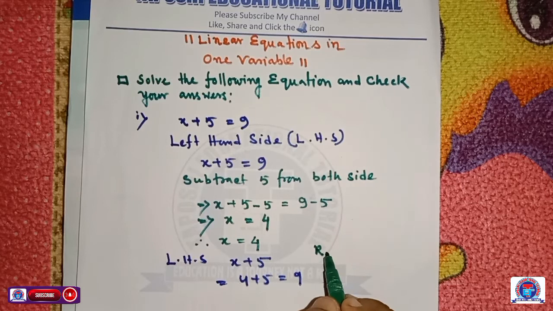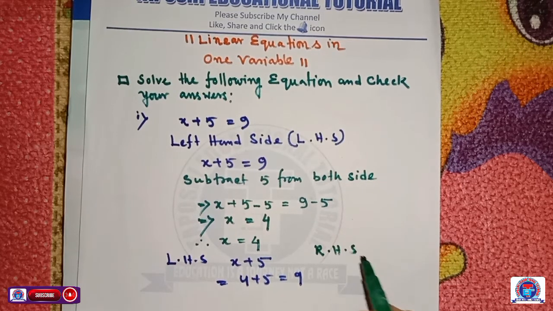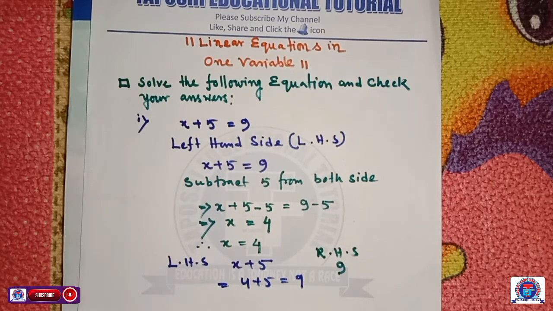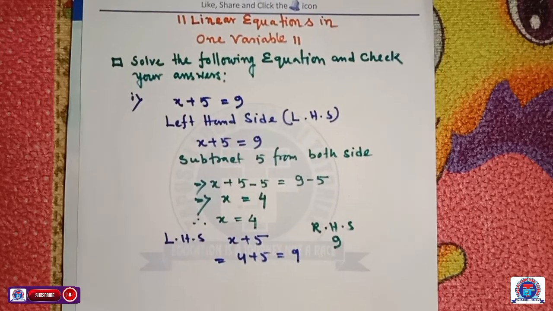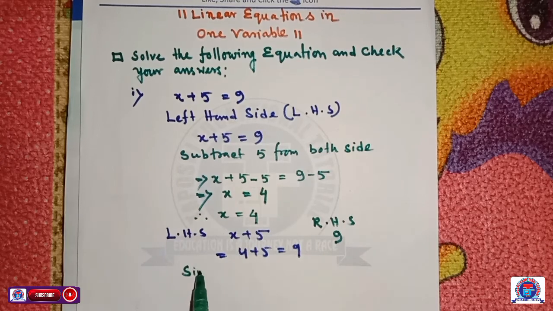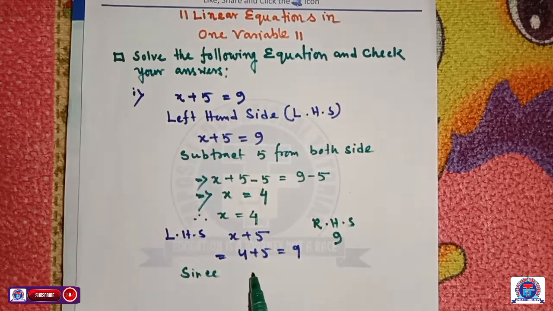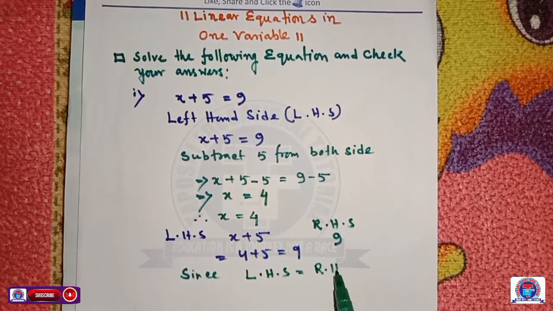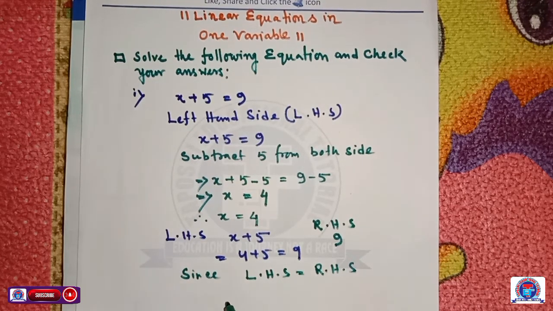And right hand side here 9 is there. Okay, so since we can write left hand side is equal to right hand side, correct. This is the correct answer.